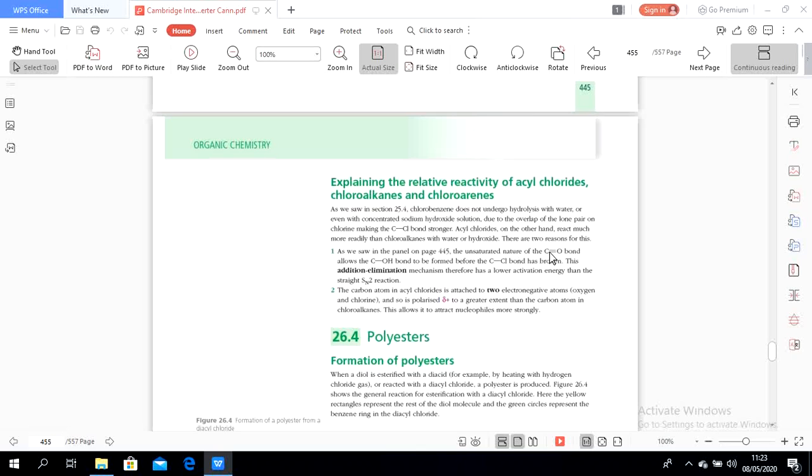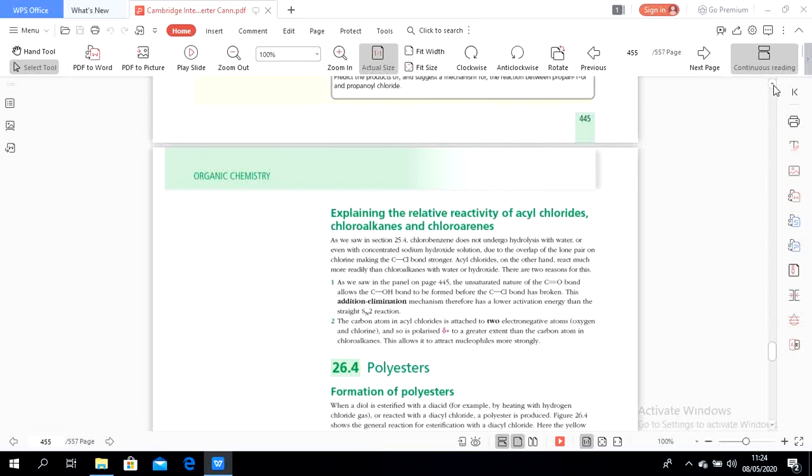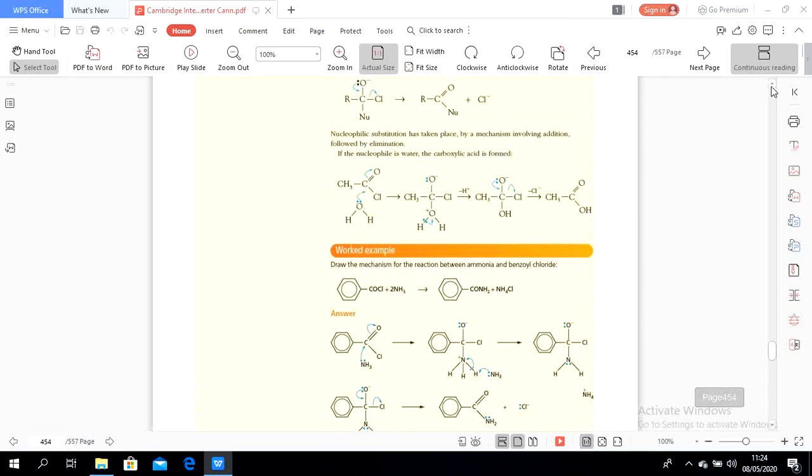So the unsaturated nature of the C=O double bond allows the C-OH bond to be formed before the C-Cl bond has broken. And then we know that when acyl chloride reacts with water, it will form carboxylic acid. In the middle of the process, this C=O double bond reacts with the oxygen that makes this bond.